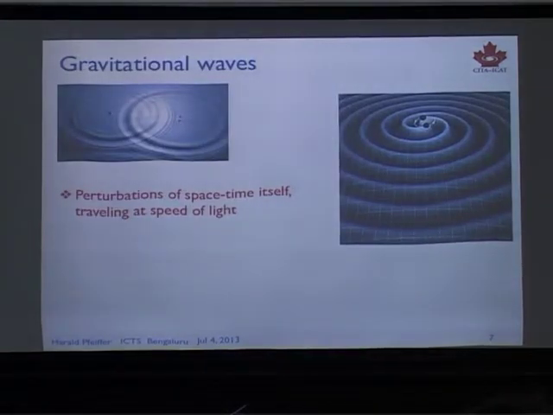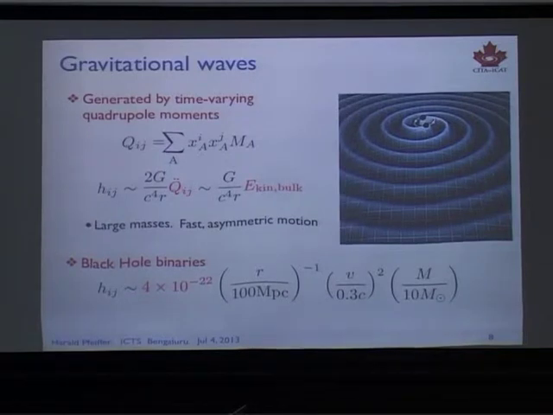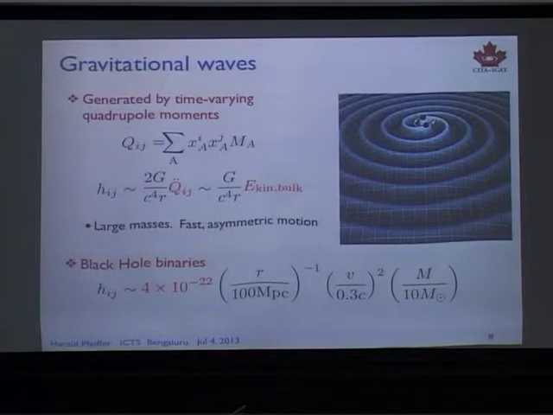The other important ingredient, about which we have heard a lot already in this workshop, are gravitational waves, perturbations of space and time itself that travel at the speed of light. These gravitational waves are generated by time-varying quadrupole moments. And if you take the quadrupole formula, take a second time derivative, and do a little bit of rearrangement, basically put one time derivative on each of the positions and turn them into velocities, you will notice that the gravitational wave strength is proportional to the bulk kinetic energy of the source. So to get strong gravitational waves, one needs large masses on fast asymmetric motions.